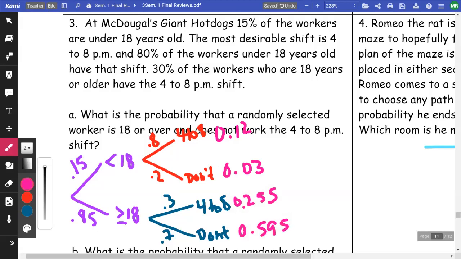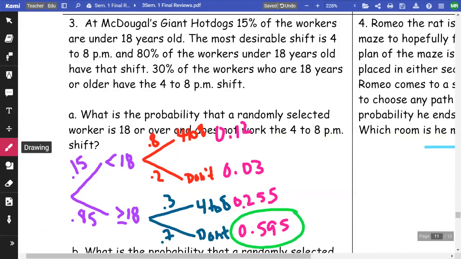0.595. So in this question, it says, what is the probability that a randomly selected worker is 18 or over and does not work from 4 to 8? So that answer is going to be right here. So this is going to be 0.595.